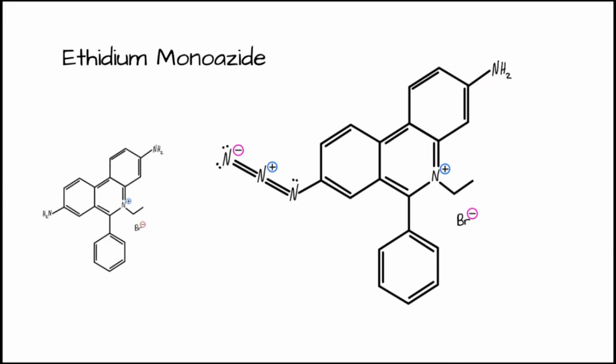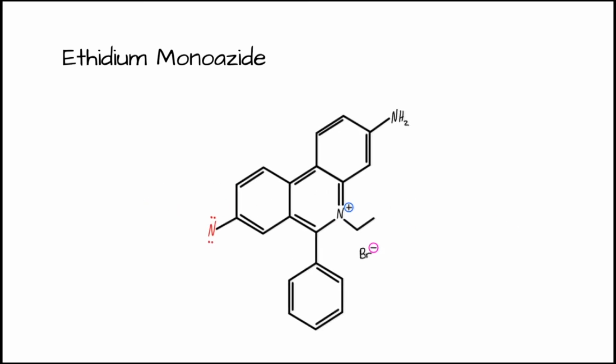Ethidium monoazide is very similar in structure to Ethidium bromide, with the exception of the azide substituent rather than the amino. Photolysis converts azide to nitrene. The nitrene group can initiate addition reactions. Having already intercalated with DNA, the nitrene binds immediately to DNA by a covalent attachment.